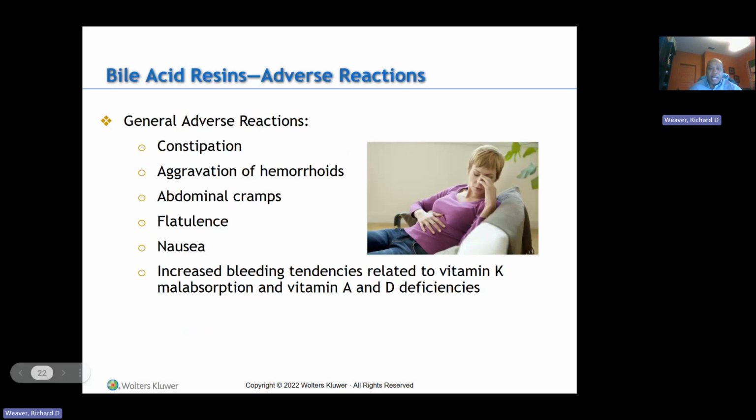Some of the adverse reactions: constipation, which may be severe and occasionally result in fecal impaction if significant enough, aggravation of hemorrhoids, abdominal pain, flatulence, as well as nausea. Also, there's increased bleeding tendencies related to vitamin K malabsorption and vitamin A and D deficiencies. Those are the reactions you might see, the increased bleeding tendencies. But again, it's because they cannot absorb vitamin K.